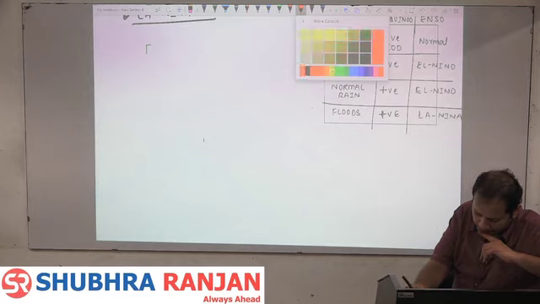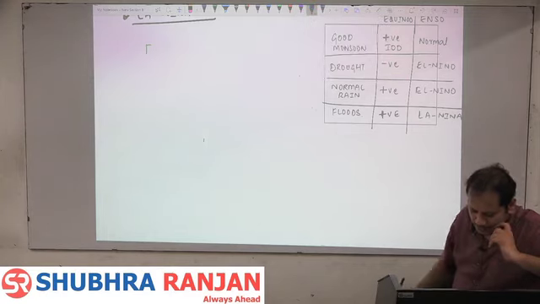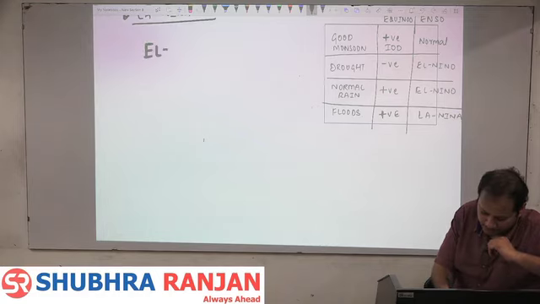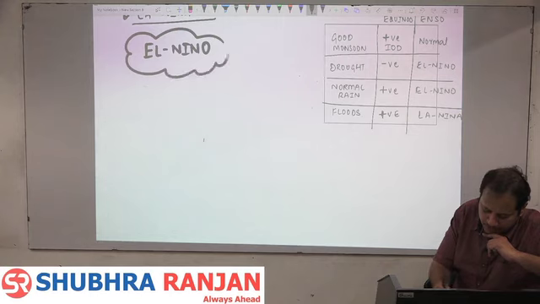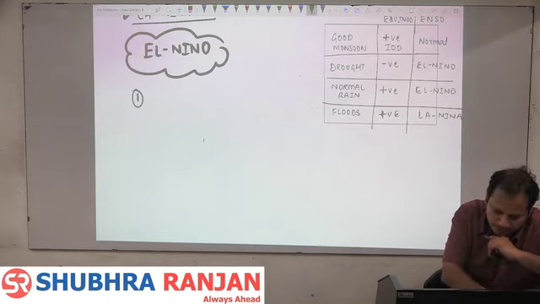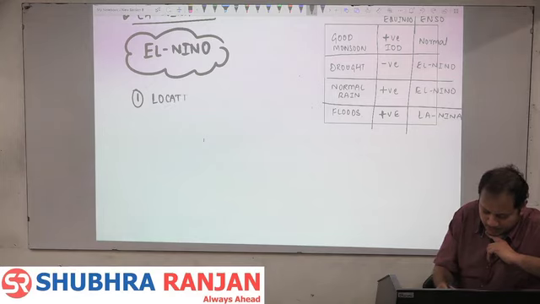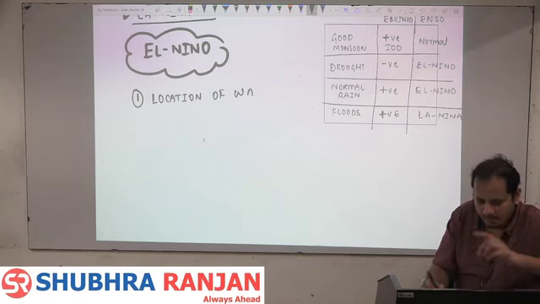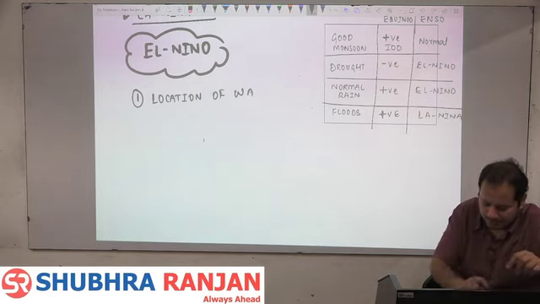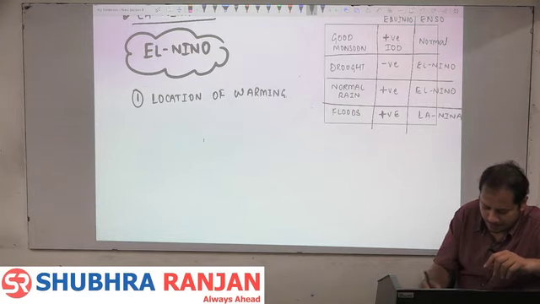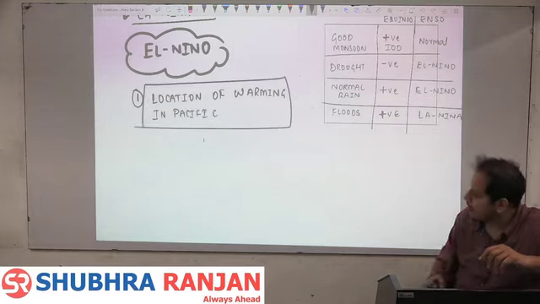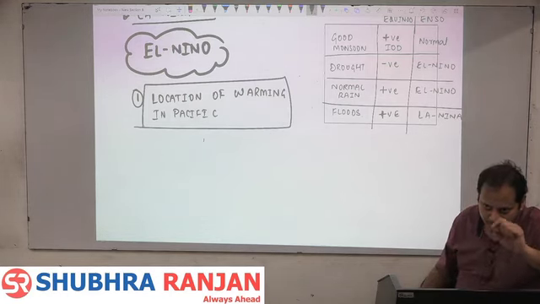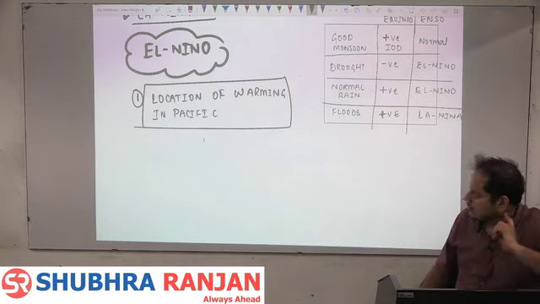Because along with the Indian Ocean dipole, there are two other important factors of El Nino. One, location of warming in the Pacific. Now, take this down and tell me whether you have understood.